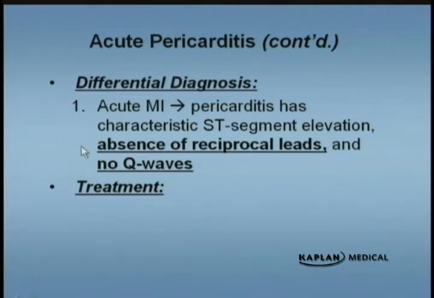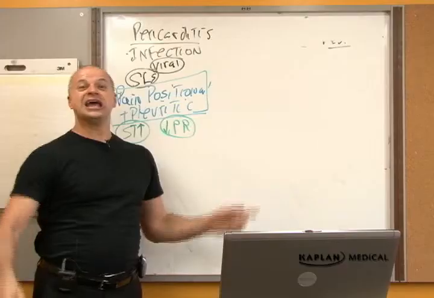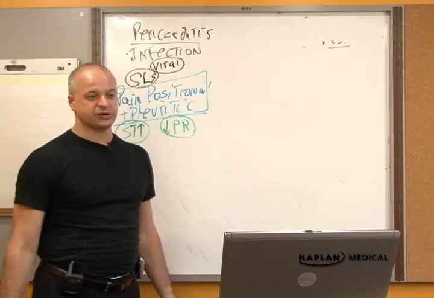Now, you see the sign where it says here, absence of reciprocal leads? When you have a myocardial infarction with ST segment elevation in one place, you usually have depression in another. If it's raining in one place, it's arid in another. If you have ST elevation in the anterior, the inferior usually shows depression. Reciprocal leads means if you're up in one place, you're down in another. So pericarditis is ST segment elevation everywhere. There's no depression anywhere.